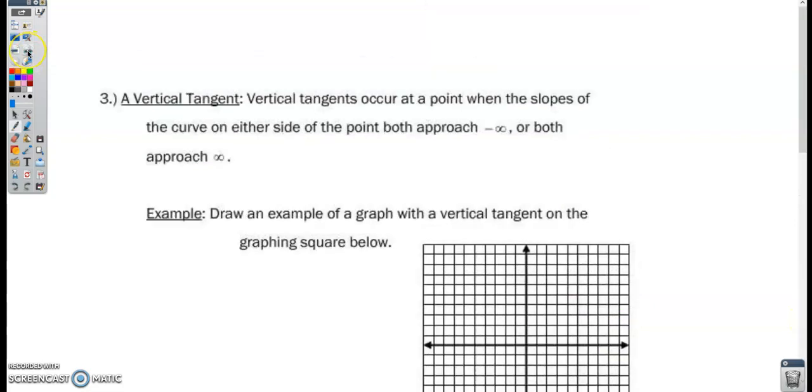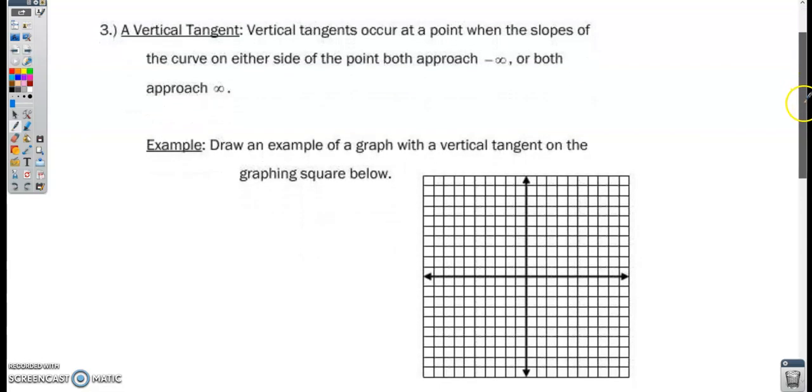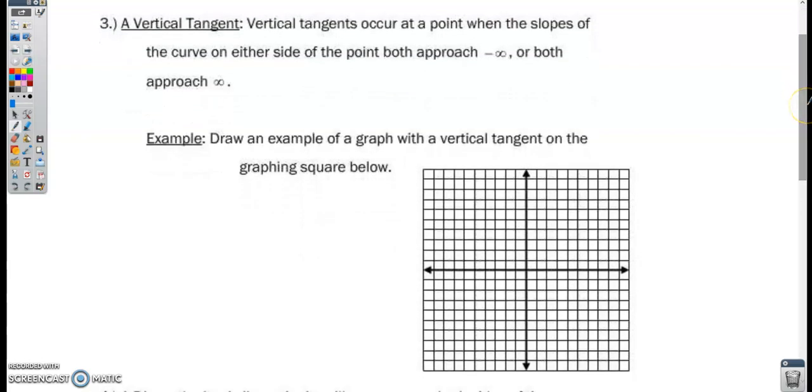Alright, next. A vertical tangent. And I mentioned in the last video that usually when we talk about functions being differentiable, that means they're smooth, so to speak. A vertical tangent is a situation where we have a curve that's smooth, but it's not differentiable at a point. Vertical tangents occur when the slopes of the curve either both approach -infinity from the left and right, or both approach +infinity from the left and right.